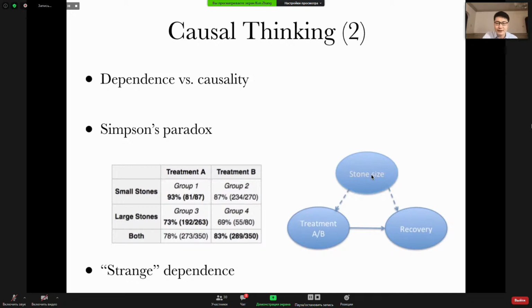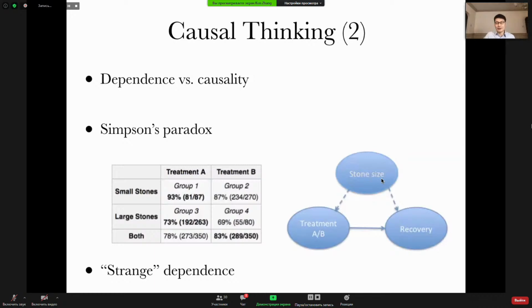This is because the stone size is actually a common cause for treatment and recovery. When you make recommendations, you only care about the link from treatment to recovery. You don't care about the stone size. You care about this effect. However, because of the existence of stone size as a common cause for treatment and recovery, the dependence pattern, in particular the correlation between treatment and recovery, can be rather arbitrary. This correlation does not really reflect the causal effect at all because of this common cause.